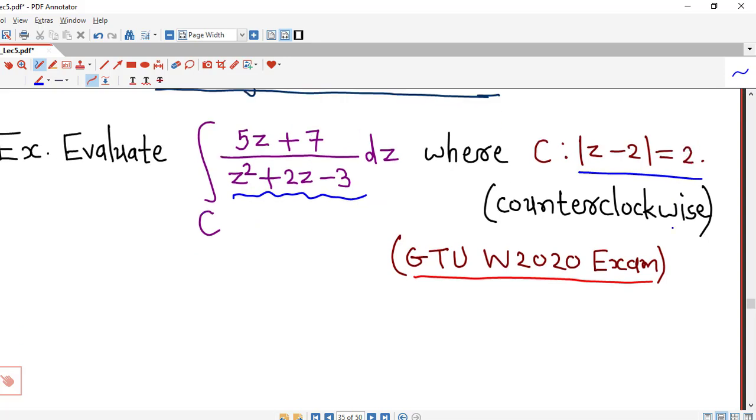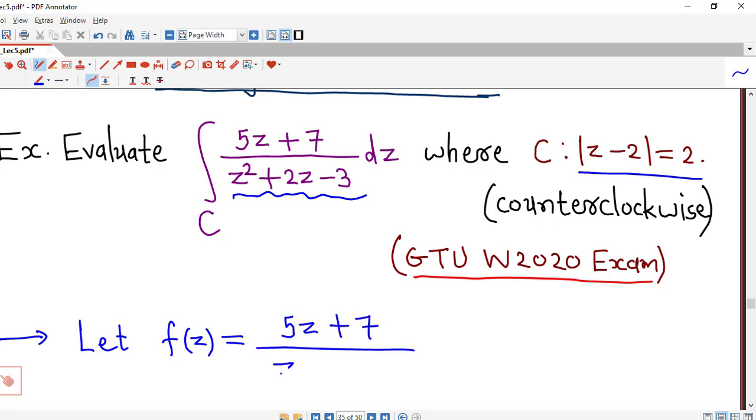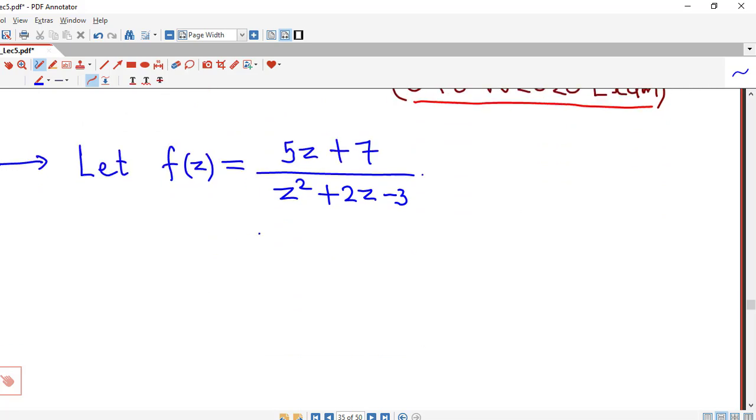So first we write our function. We denote our function by f of z. Let f of z equal to 5z plus 7 divided by z square plus 2z minus 3, and we try to find out isolated singularities of this function. So this is division of two polynomials. So this function fails to be analytic at those points at which this denominator becomes 0. So first we try to factorize this z square plus 2z minus 3.